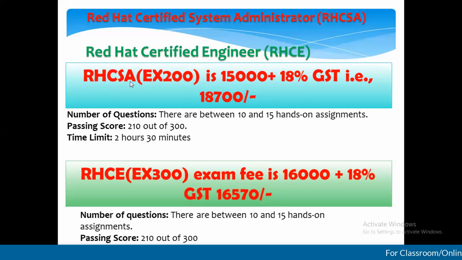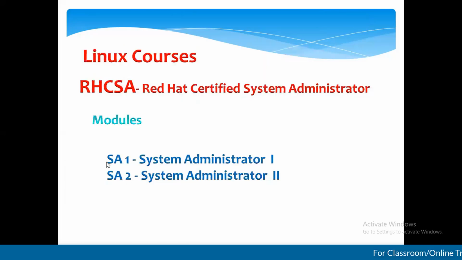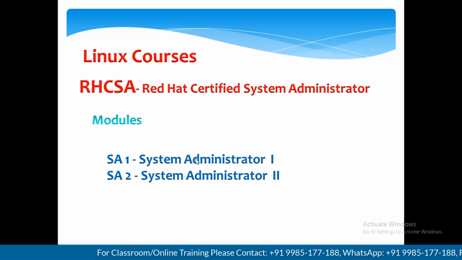RHCSA has two modules: System Administration 1 and System Administration 2. With these two modules we can get RHCSA. System Administration 1 is the essential Linux, nothing but the basics of Linux. System Administration 2 is completely Linux administration, which will support you in real time.